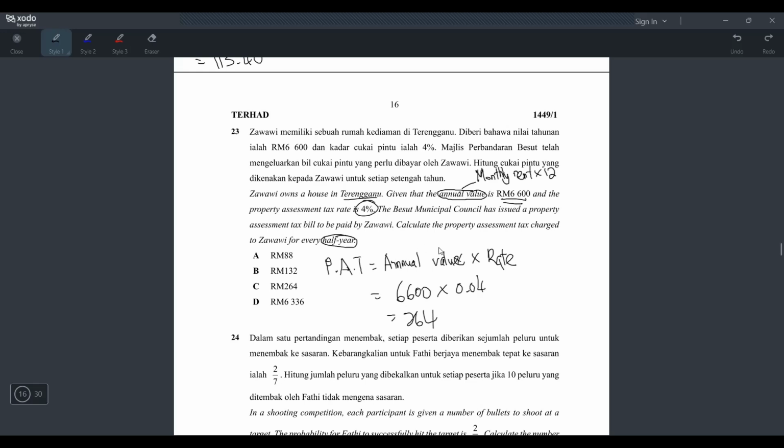1 year, because you take the annual value. So of course, the answer that comes out here will be for annual also, 1 year. But they want half year, right? Just divide by 2. So what is 264 divided by 2? Let's press calculator. Do you get 132? Yes. So the answer is B, not C. Not C. So read carefully. They want half a year.